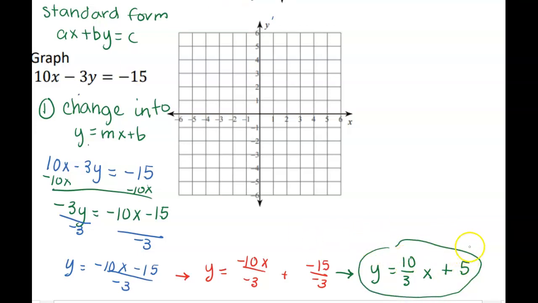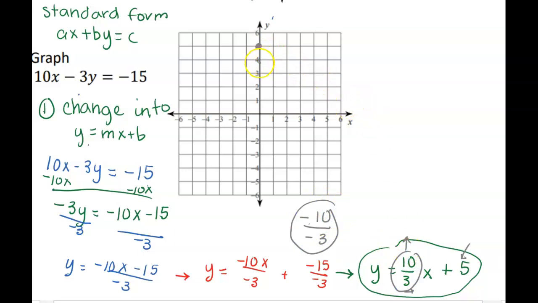Okay, so this is my y-intercept, so I'm going to cross the y-axis at 5, and my slope is 10 over 3. So this tells me I'm going to go up 10 and right 3. Okay, well, if I go up 10 and right 3, I'm going to go off this graph. So what I'm going to do is I'm going to get creative, and rather than going up 10 and right 3, I'm going to go down 10 and left 3. And that's because this and this are the same thing. That's why I can do that.